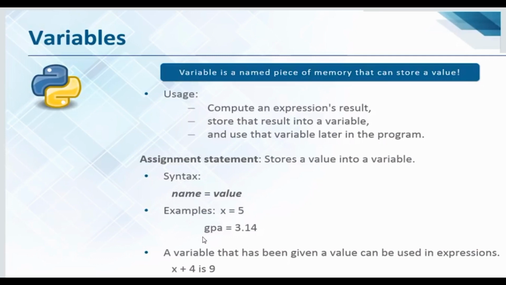Same as another example, GPA equals 3.14. So 3.14 is a literal, I mean to say a value, and it is stored in GPA. GPA is a variable. So a variable is given a value that can be used in an expression. So what is an expression now? x plus 4 is 9. Here you can say x is 5 and plus 4 will definitely be 9. So in place of a direct number, I mean to say a value, we can use the variable also.